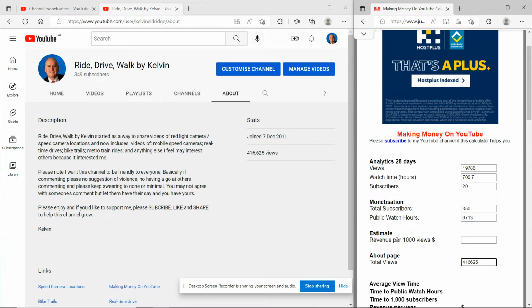Now, the one figure here that we don't really know is the estimate for the revenue per 1,000 views. I like to use a figure of about $5 per 1,000 views. You'll have to research your area, look at comparable YouTube creators and see if they share their analytics, see what they're earning per 1,000 views.